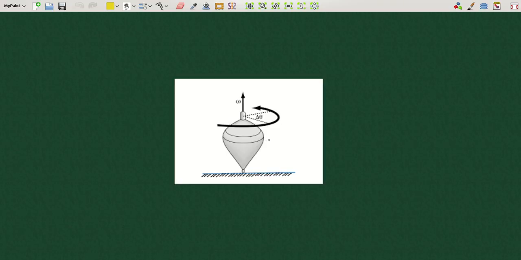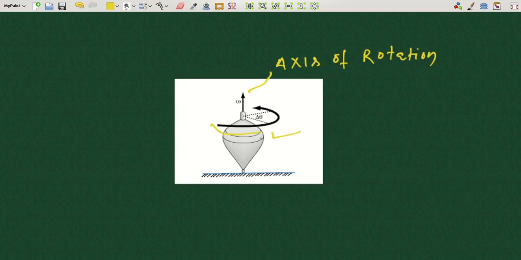You can see this is a top, and this is called the axis of rotation, and the top is rotating about this axis. This axis is passing through the top like this. This is an imaginary line, called the axis of rotation, about which the top is moving or spinning. This is an example of rotational motion.